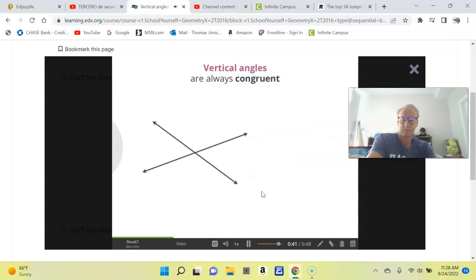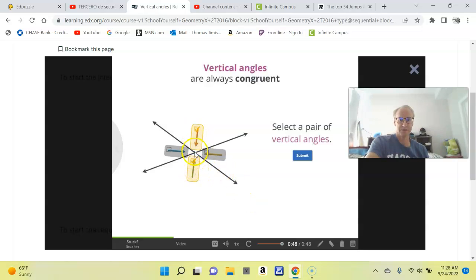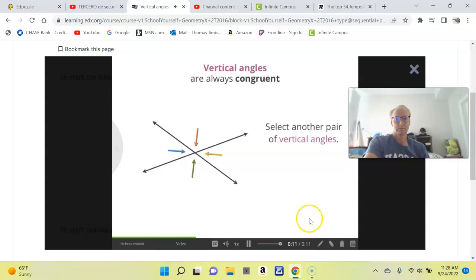So take a look at this pair of intersecting lines. Of the four angles here, select two that are a pair of vertical angles. Okay, clearly this one and this one are vertical angles. They're across from each other and they share the same vertex. Right. These two angles are vertical angles. They're on opposite sides of the intersection and they have the same measure. And which two angles represent the other pair of vertical angles?